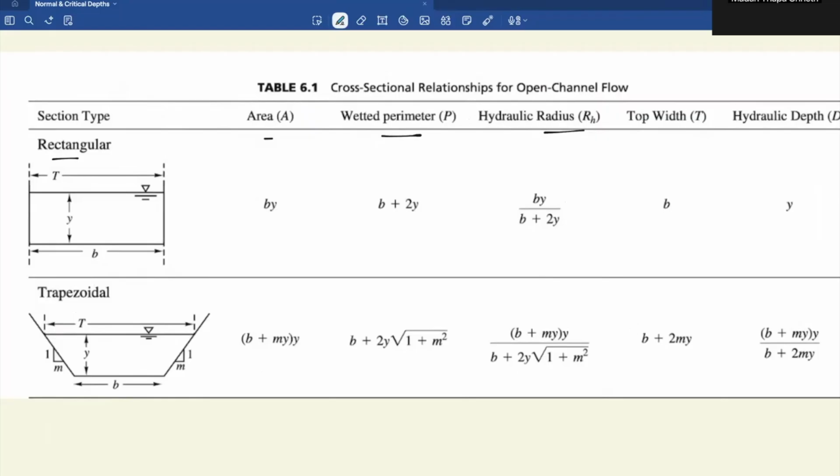One important note that I want to remind you of is the inclusion of m. This m is the side slope expressed as m to 1, that is horizontal to vertical. So if m is equal to 2, it means for every 1 foot or 1 meter of vertical rise, the channel widens 2 feet or meters horizontally on each side.